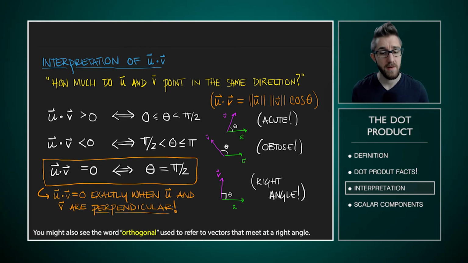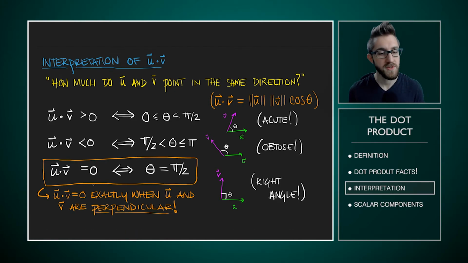And this ends up being a really useful fact, especially when it comes to describing planes in three-dimensional space. You'll see that when we're trying to come up with the equation for a plane, we want to identify certain vectors that are perpendicular. And so the dot product gives us a way to do that.